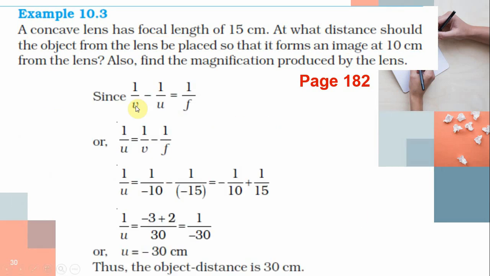The lens formula is 1 by V minus 1 by U is equal to 1 by F. So this 1 by U is moved to the right side and this 1 by F is moved to the left side. After solving this, we get 1 by U is equal to 1 by V minus 1 by F. Now we substitute the values of V and F. After taking the LCM, we get 1 by U is equal to 1 by minus 30. Taking the reciprocal, U is equal to minus 30 centimeter. The object distance is 30 centimeter.